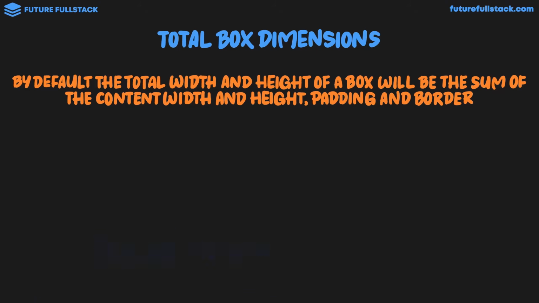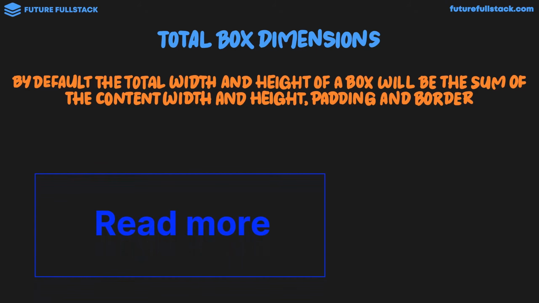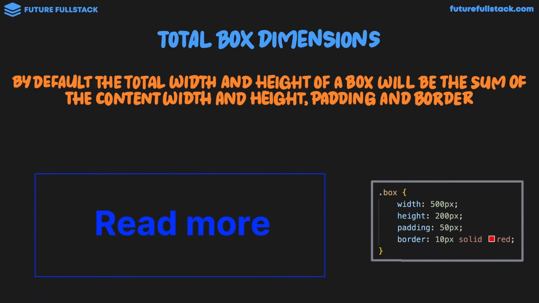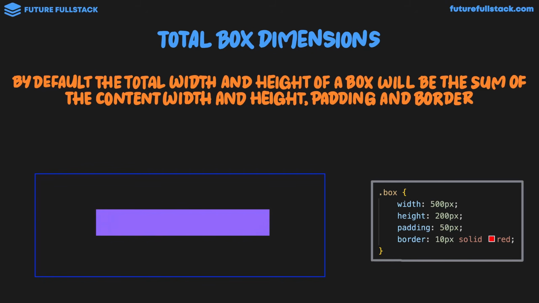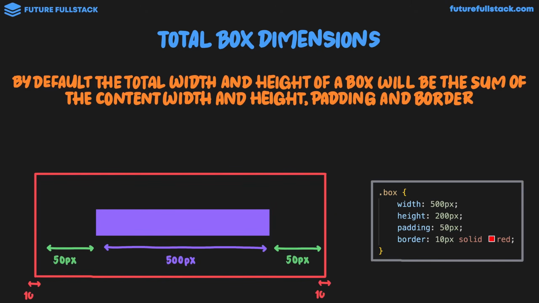Let's say we had an element that looked like this, and the CSS rules were defined like this. You can see this element has a width of 500 pixels, a height of 200 pixels, a padding of 50 pixels, and a 10 pixel border. I'm going to illustrate each of these on our element. In purple, we have the actual content. From our CSS rule, this has a width of 500 pixels, some padding either side of 50 pixels, and the border width is 10 pixels.